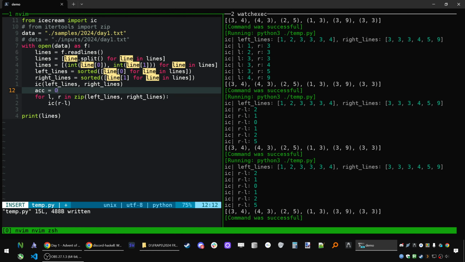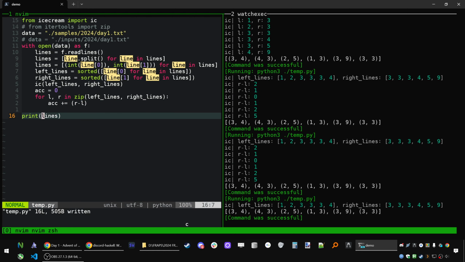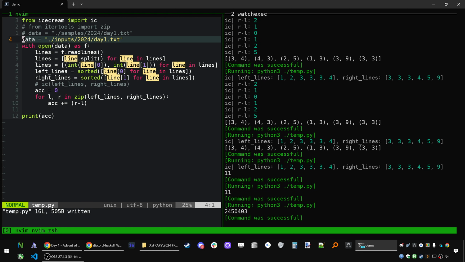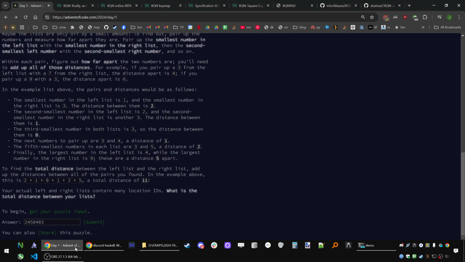ACC for accumulator because we're pros now. ACC plus equals this, and then print ACC and get rid of ic. Okay, now I just do the same thing for this. That's the same number. What am I missing?